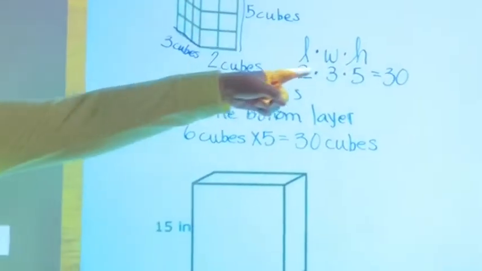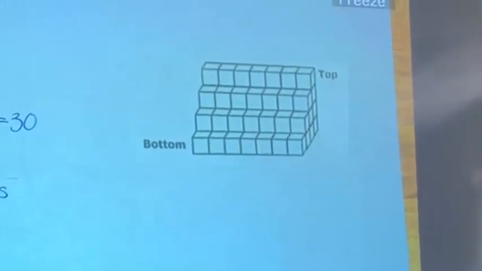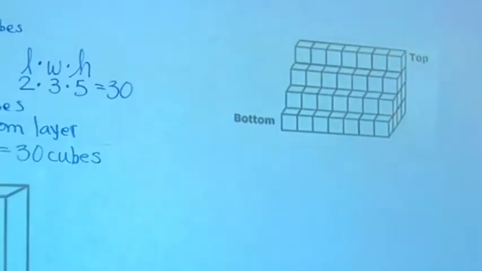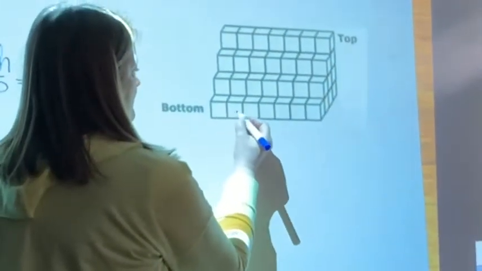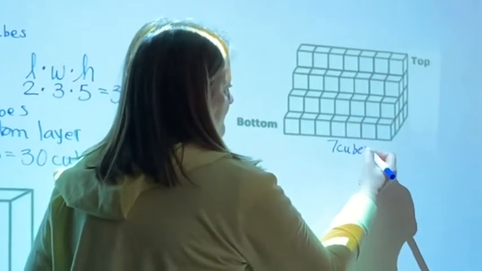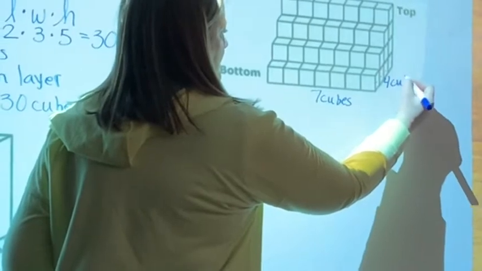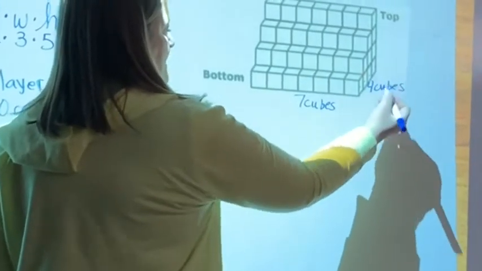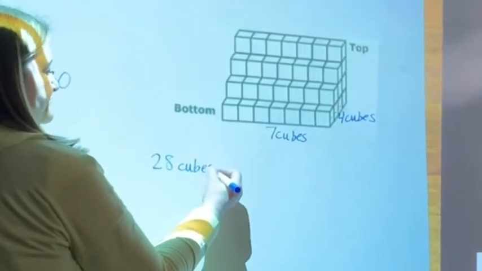Okay, now we're going to take a look at this one over here. It's not a rectangular prism. So what we're going to do is look at each layer at a time. So we've got 1, 2, 3, 4, 5, 6, 7 cubes going this way, and 1, 2, 3, 4 cubes going this way. And 7 times 4 is 28 cubes. We're going to keep track of that down here.